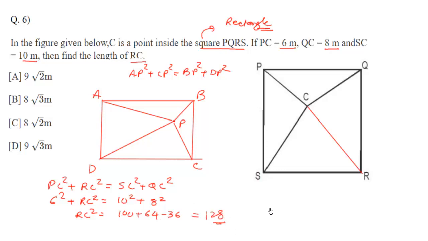128, right? So the value of RC will be equal to the square root of 128, which is equal to 8 root 2. So option C becomes the right answer. Again, a very easy question provided we know these properties.